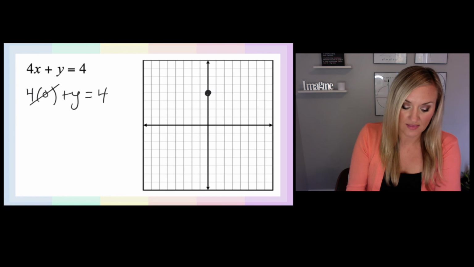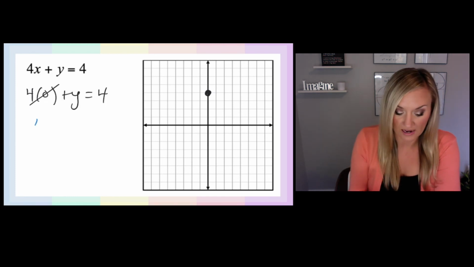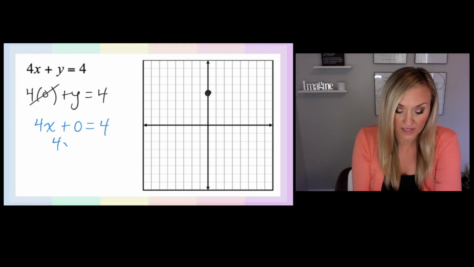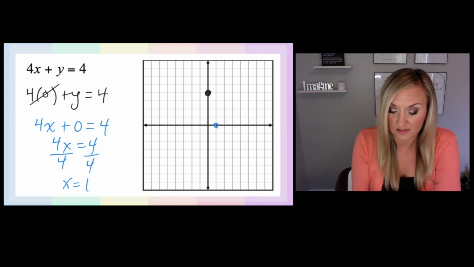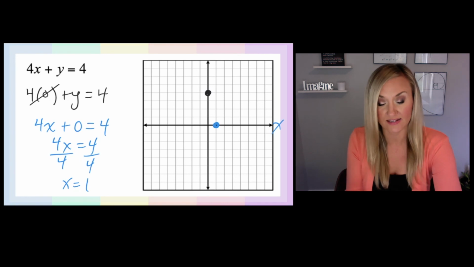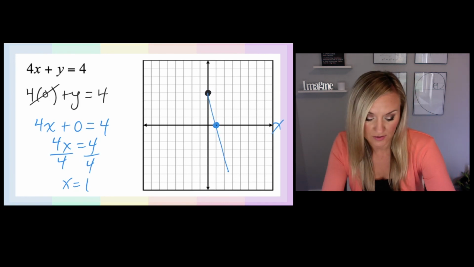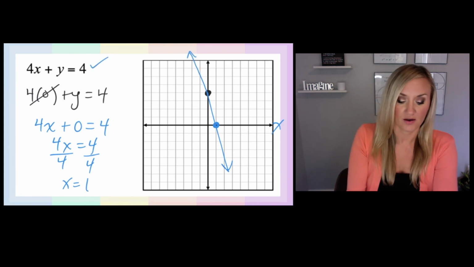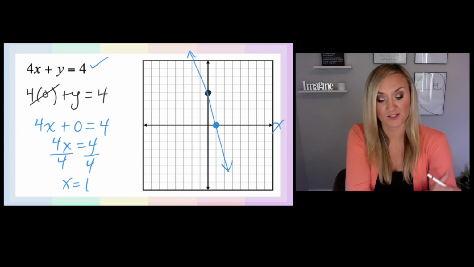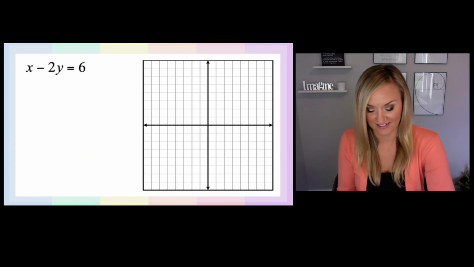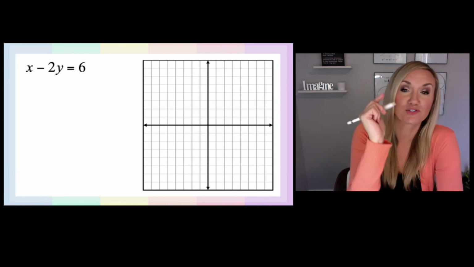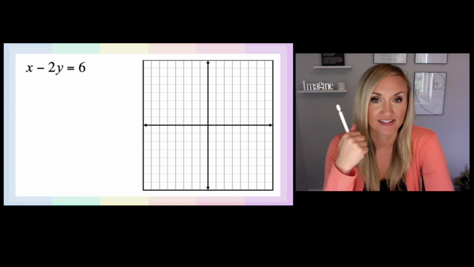Cool. All right. And then let's plug in 0 for y now. So I have 4x plus 0 equals 4. Which is just 4x equals 4. So when we divide by 4, x is just a positive 1. Place your point on the x-axis as a positive 1. And there is our graph of the equation in standard form, 4x plus y equals 4. All right, this is the last example. Pause, try it out. Press play when you're ready.